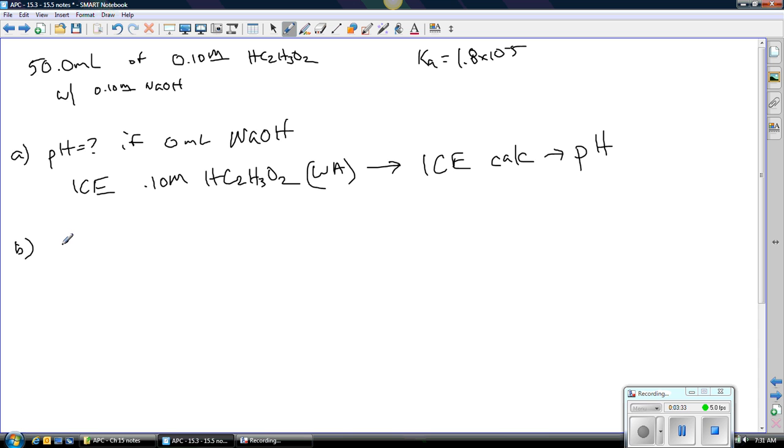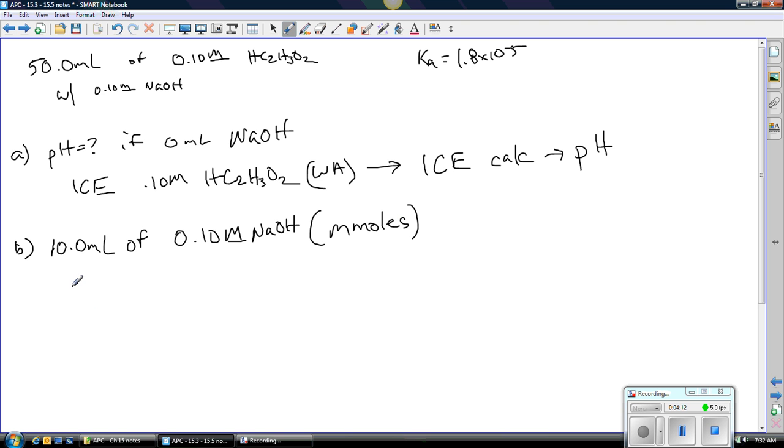Now, part B is we're going to start adding certain amounts of base. Now, whether it's a homework problem or the AP exam, they're going to tell you different amounts. And they're not going to make you solve parts A through G or H or whatever. They're just going to have you do certain ones. So, in this one here, they're saying, well, what if we add 10 milliliters of 0.1 molar sodium hydroxide? Okay. Well, here's what we do: we change everything into millimoles, and we make that comparison there.